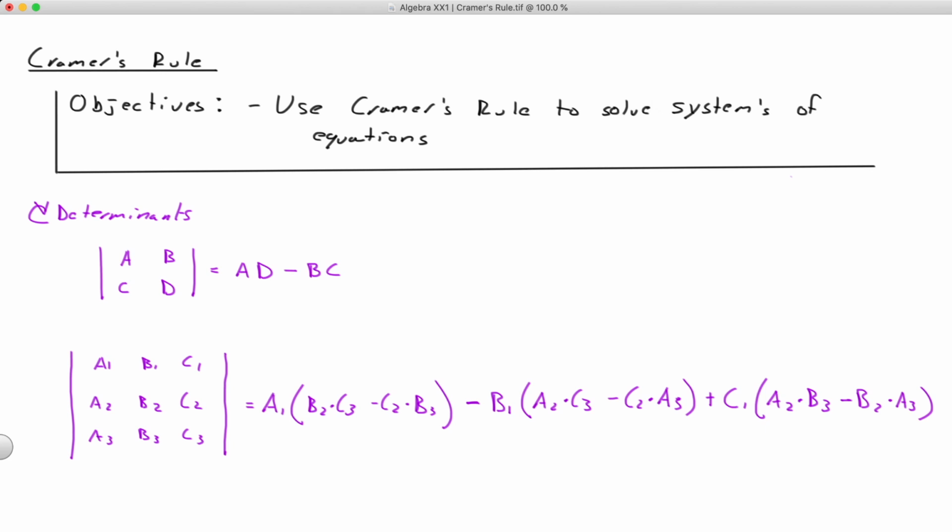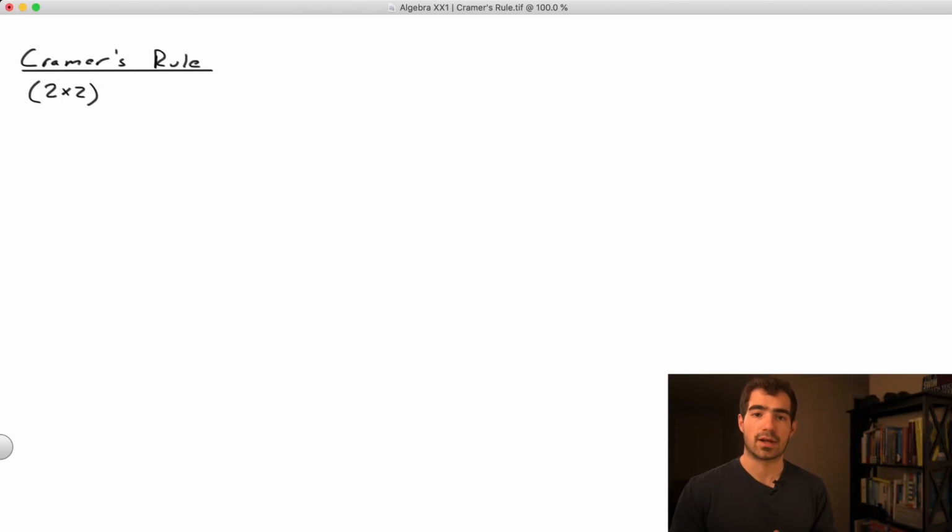And so now the question is, how can we take those determinants and use them to solve a system of equations? This process is called Cramer's Rule, and we'll start with the 2x2 version first. Let's say that we were given a system of equations. So if, say, A1 times X plus B1 times Y was equal to C1, and A2 times X plus B2 times Y was equal to C2.